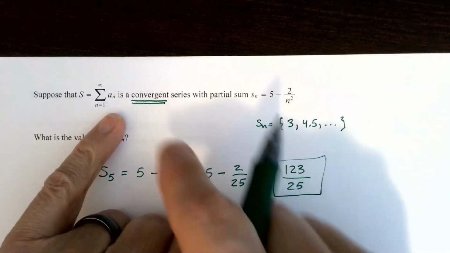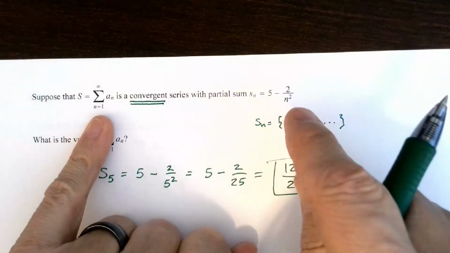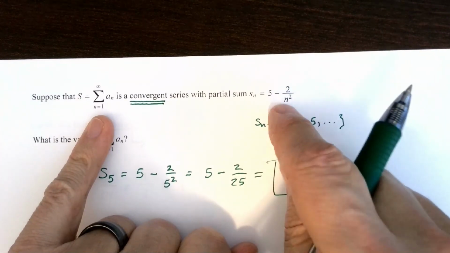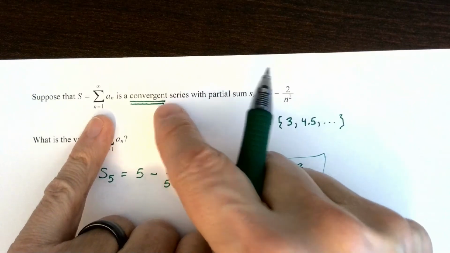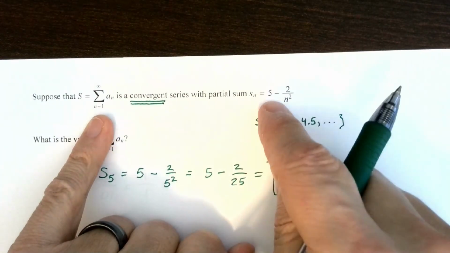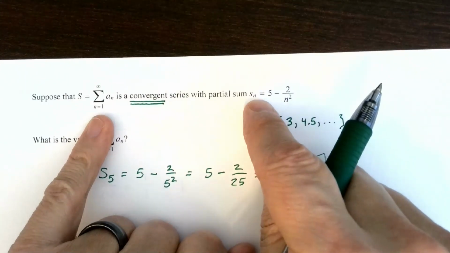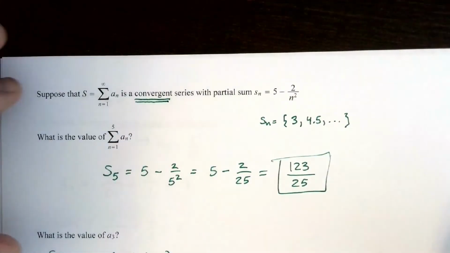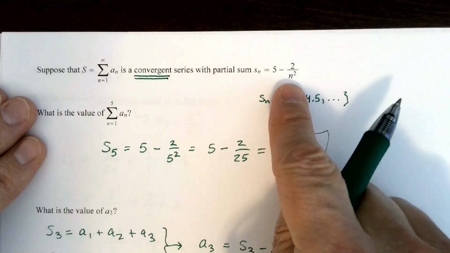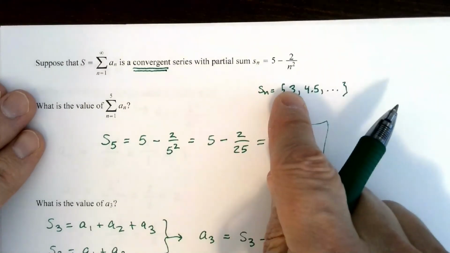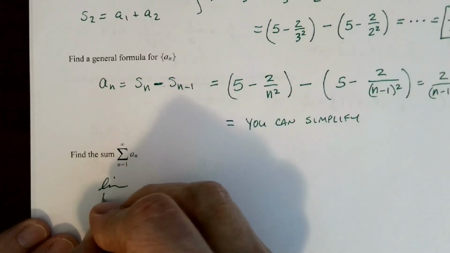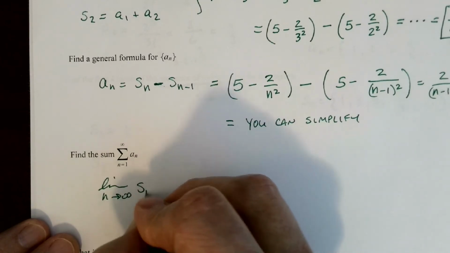Now, a series is convergent when? When its corresponding sequence of partial sums is convergent. And it's going to be divergent if the sequence of partial sums diverges, which means the limit as n goes to infinity of s of n either does not exist or is infinity. But in this case, we know this is convergent, so this limit must exist. In fact, we know what this limit is, right? So the sum is the limit as n goes to infinity of s of n.